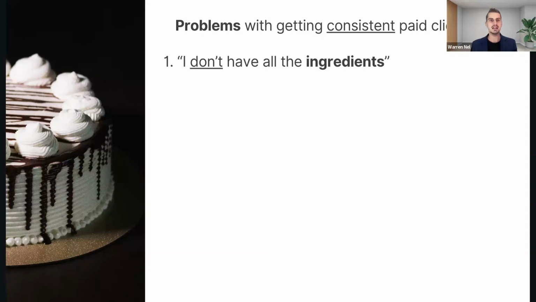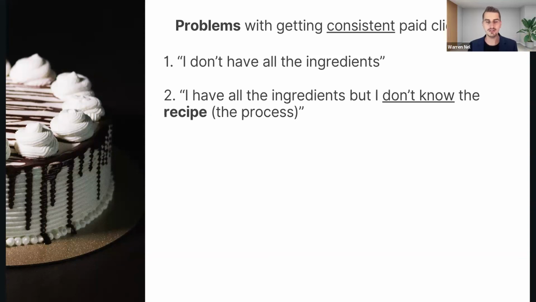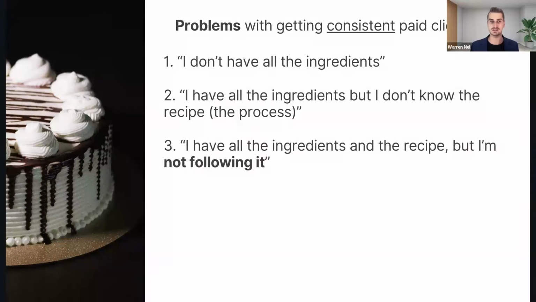So, problems with getting paid clients consistently. Number 1, I don't have all the ingredients. Basically, what are the actual ingredients to get paid clients? A niche, an offer, etc. Number 2, I have all of the ingredients. Maybe you've done a lot of courses and there are things that you already know, but you don't really know the recipe. What's a step-by-step sequential guide or process to do that?